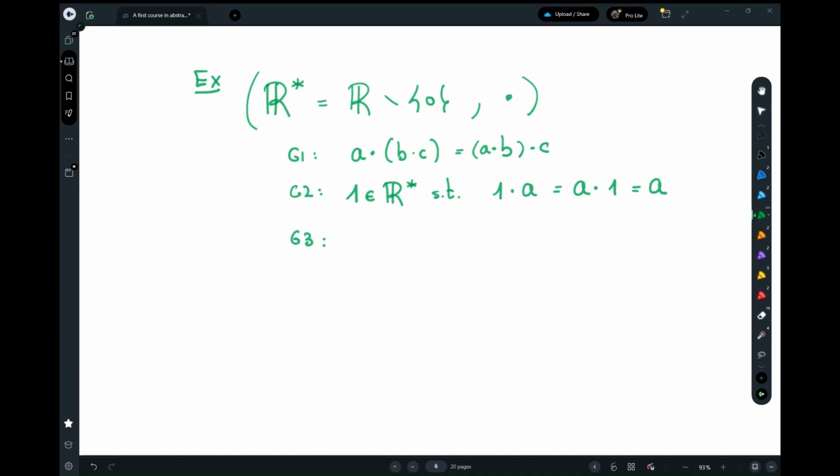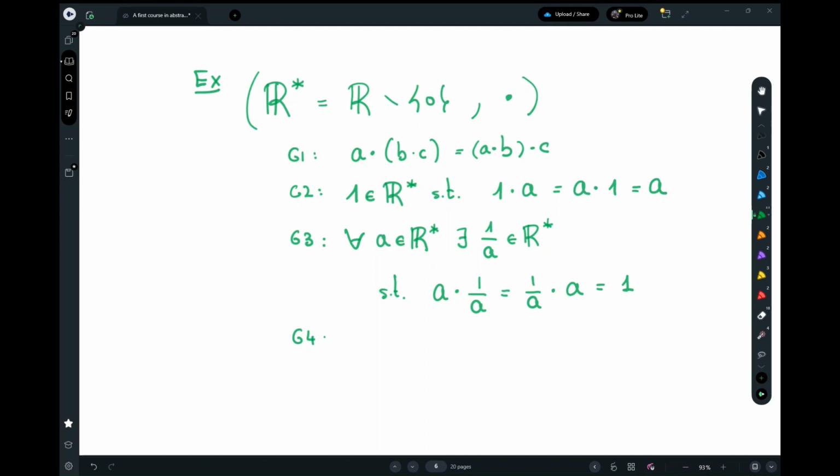G3, remember, it was inverses with respect to that operation. So for every non-zero real number, there is another real number, which is 1 over a, such that when I do the binary operation, which in this case is multiplication, and in any order I do it, I get back 1, which is the neutral element. So we do have inverses in this case.